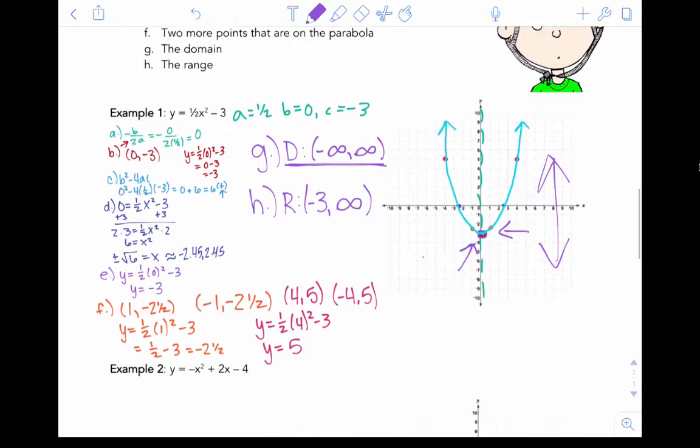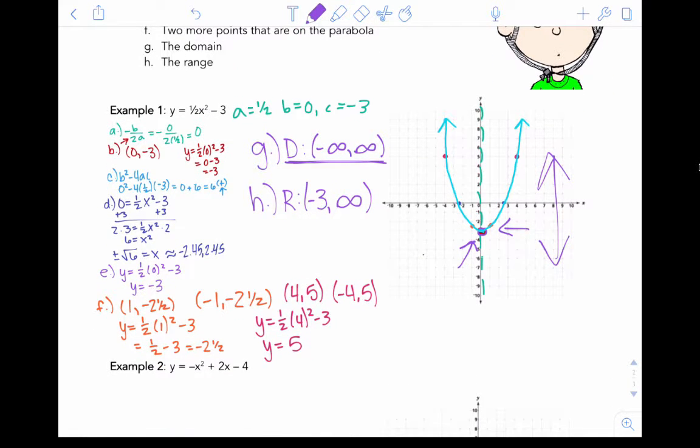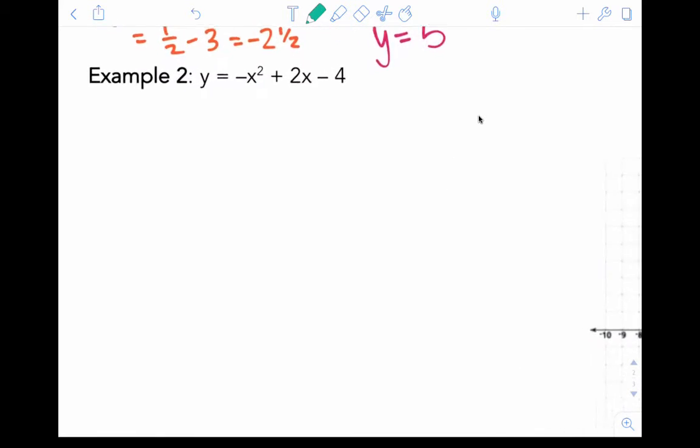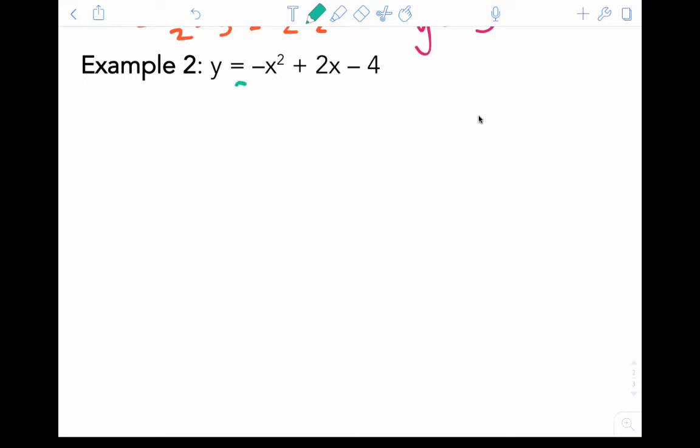Now I have everything completed and I have finished this problem. So go ahead and pause this video and try example 2 on your own, and then I will go through and work it, and you can double check that you got everything right. So next we're going to do example 2. So I know that my A is -1, my B is 2, and my C is -4.